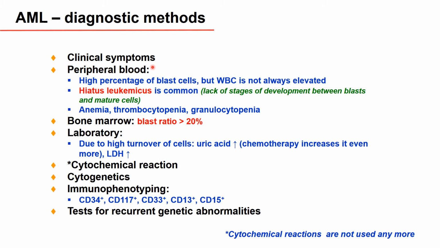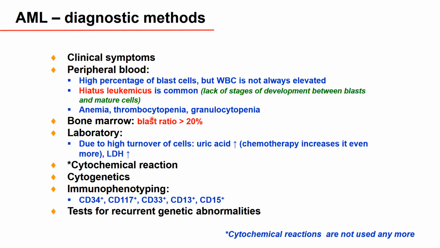This is the first one they are taking, and if we do see a blast in the periphery but the white blood cell count is not elevated, it can happen, but blasts can never occur in the periphery normally. Another important one in acute leukemia is called the hiatus leukemicus. Now, what does hiatus leukemicus mean?